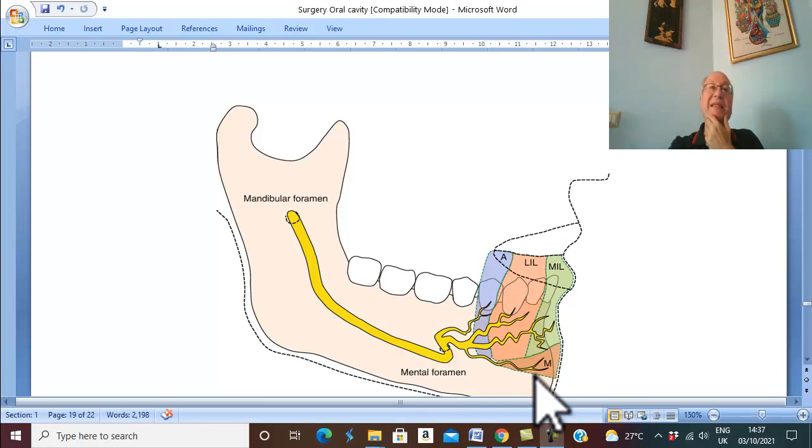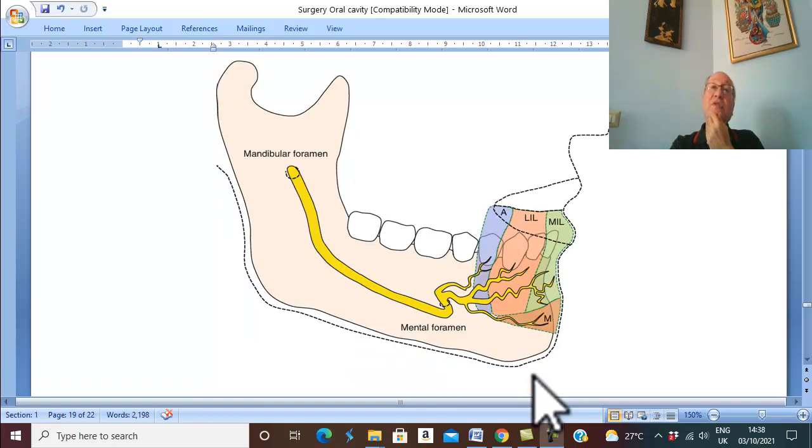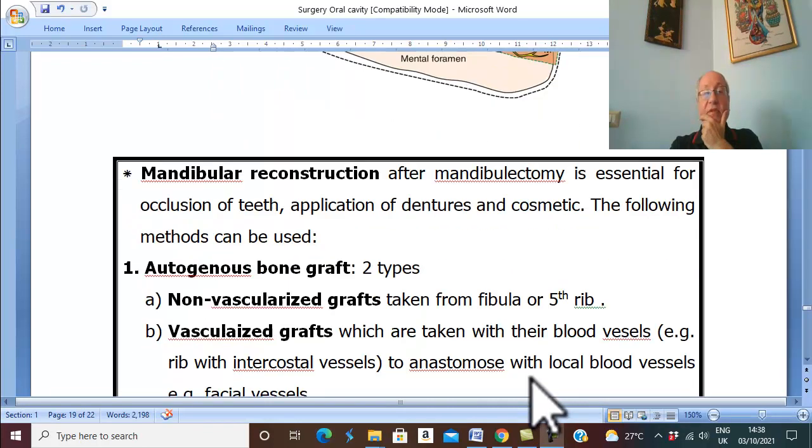After mandibulectomy, we need mandibular reconstruction. Why is mandibular reconstruction essential? For occlusion of teeth, for application of denture, and cosmetically. What are the methods of mandibular reconstruction?